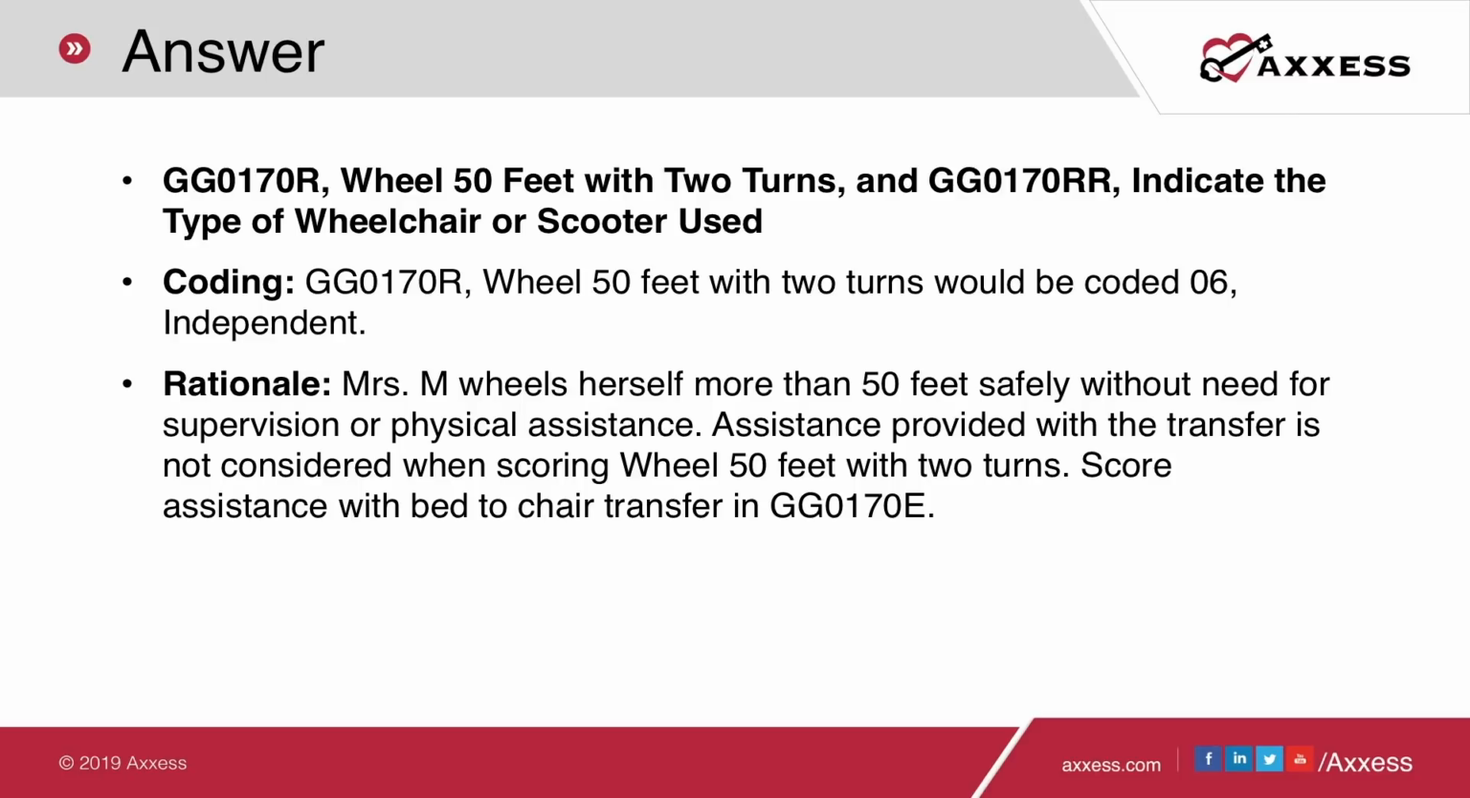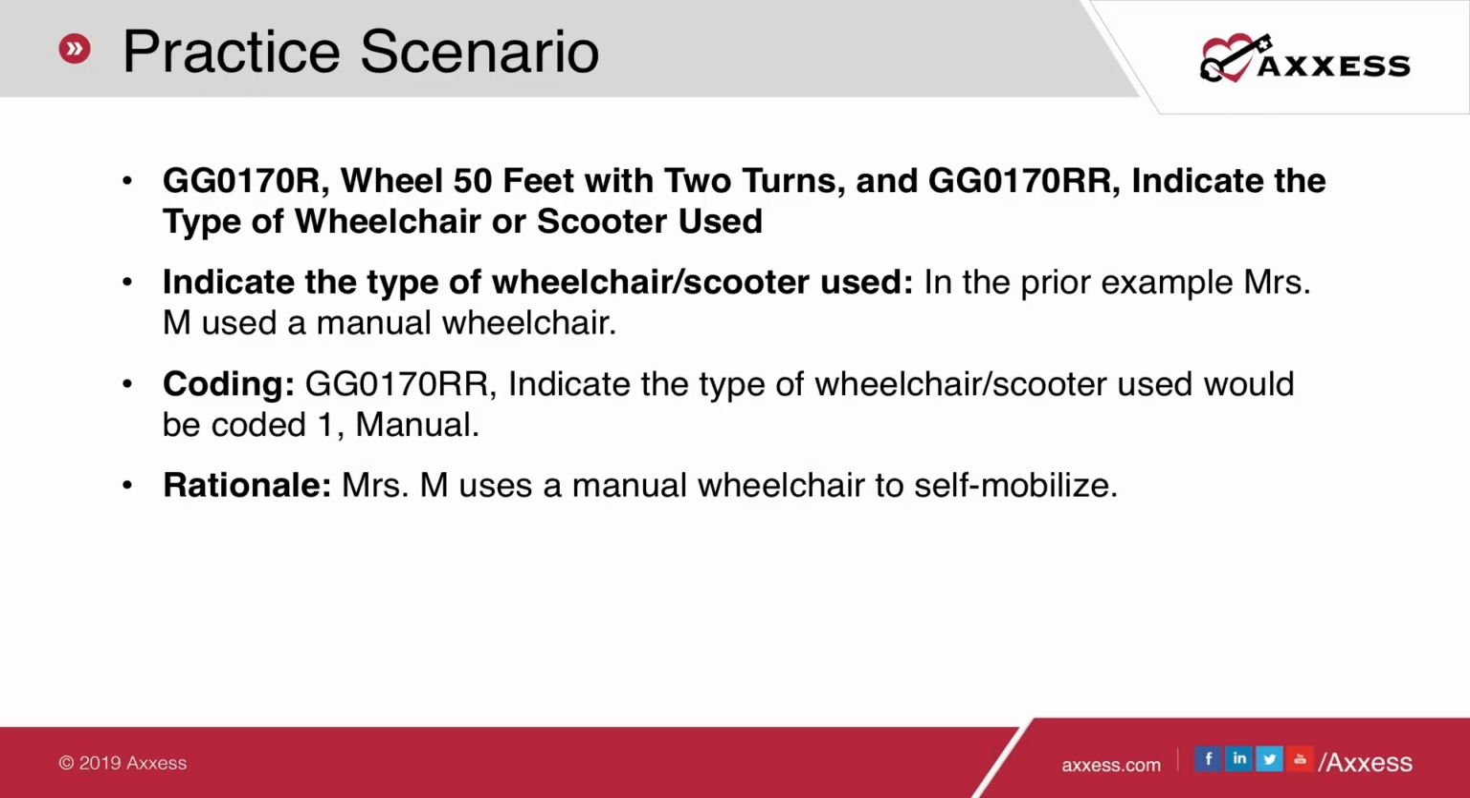GG0170R would be coded as number 6, independent, and of course we would mark manual wheelchair. Mrs. M wheels herself more than 50 feet safely without need for supervision or physical assistance. Assistance provided with the transfer is not considered when scoring wheeling 50 feet with 2 turns. You would score assistance with bed-to-chair transfer in the GG0170E item. For GG0170RR, we would mark number 1, manual, because Mrs. M uses a manual wheelchair to self-mobilize.